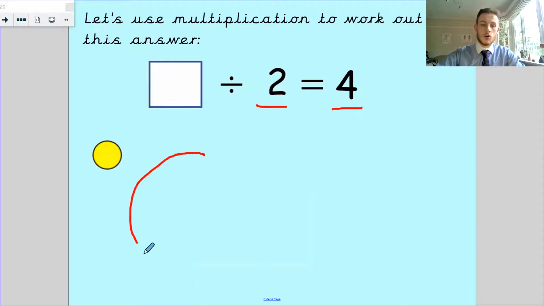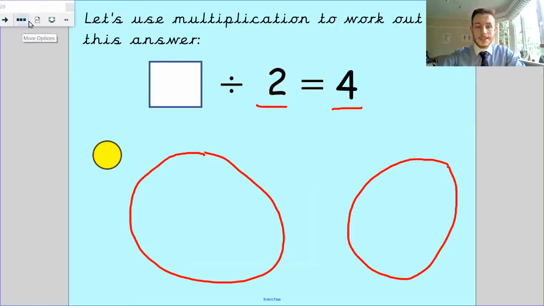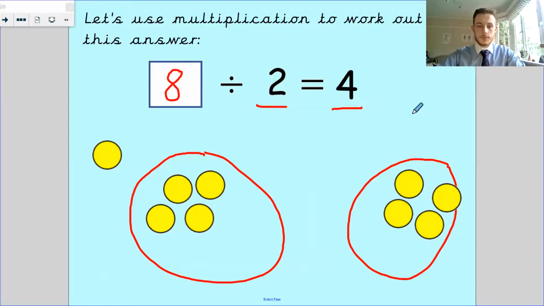So I'm going to draw one group and another group. Now I'm going to put 4 in each group. So I'm going to group in 4s. So I'm going to go 1, 2, 3, 4. And on the other side, I'm going to go 1, 2, 3, 4. So I've got 4 on one side, 4 on the other side. I've got 2 groups. How many do I have altogether? Well, I've got 1, 2, 3, 4, 5, 6, 7, 8. So my total is 8.